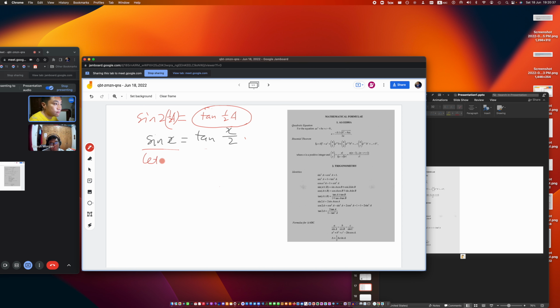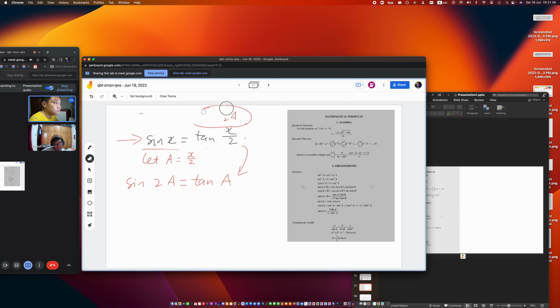Let A equal to x over 2. If you let A equal to x over 2, then your entire question here in black you can change to tangent A, and then your sine will be sine 2A already. Can you see this conversion, how it works? Once you have this, then you can use the sine 2A formula to solve.